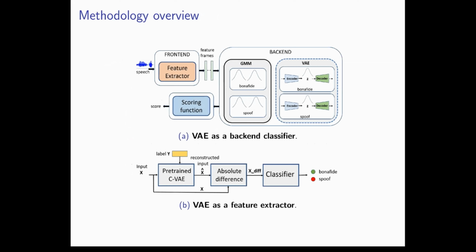This particular figure, A and B, depicts our actual objectives. In the first case, we look at the backend. We switch between GMM, the traditional backend classifier, and the VAE model. In the second category, we use VAE as a feature extractor, wherein we take the absolute difference between the reconstructed input and the original input and take this as a new feature representation, and train our discriminative classifier on top of it in a binary setting to detect between bona fide and spoofed speech.